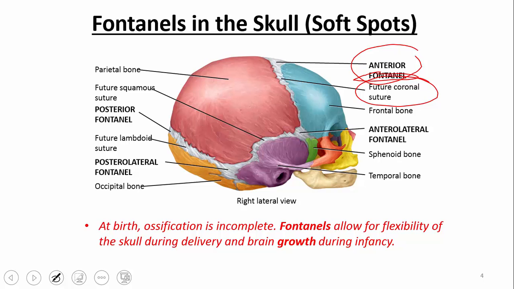So at birth, this ossification, to summarize, is incomplete. These fontanelles, these loose connections between the bones, allow for flexibility. The skull can grow. And then eventually, these harden and they become these sutures.